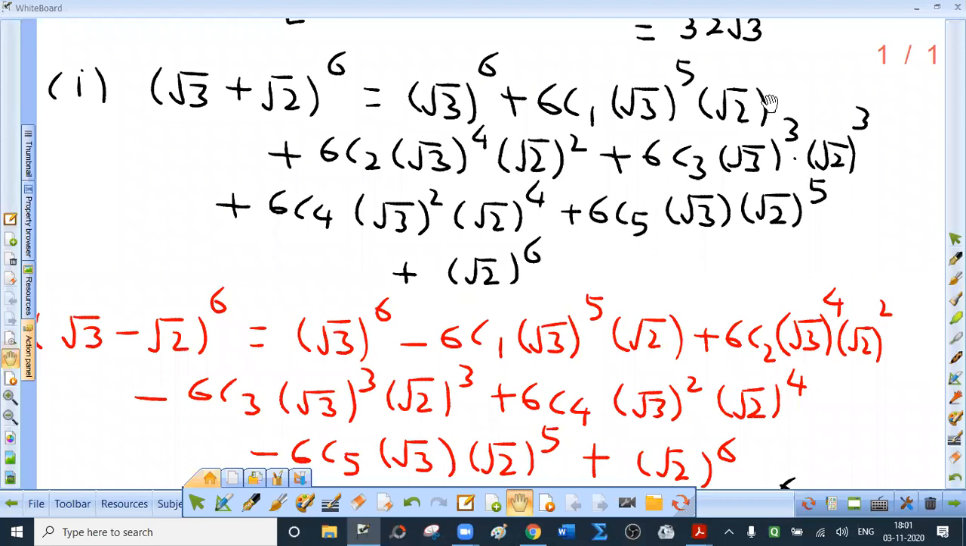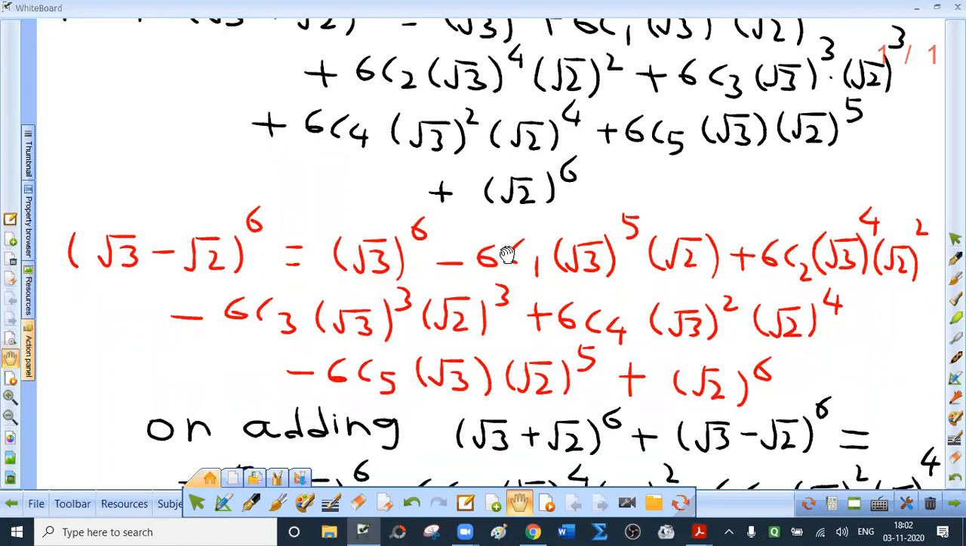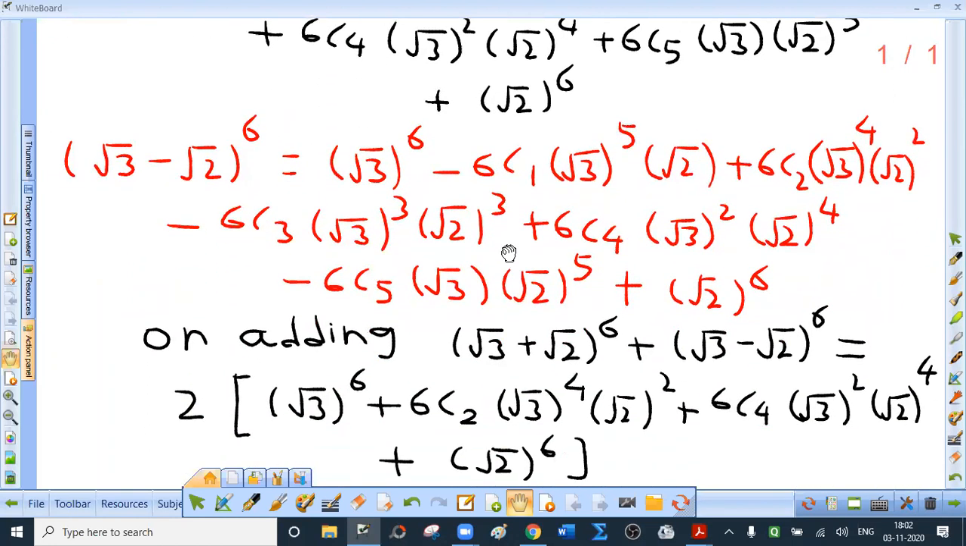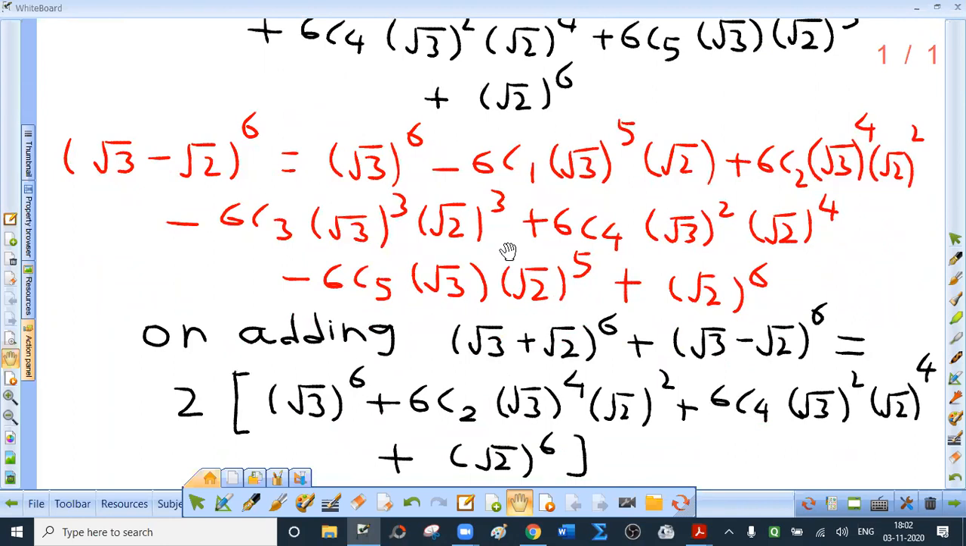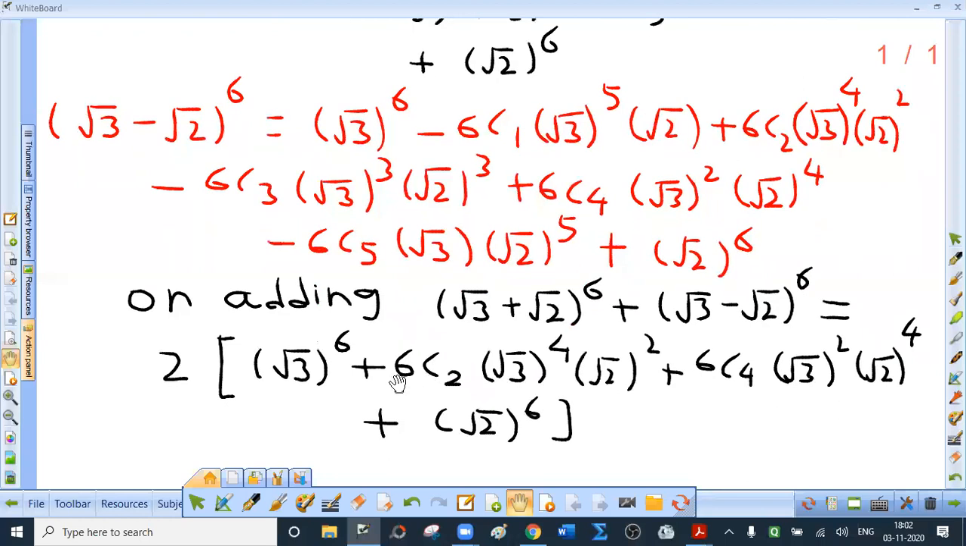Fourth one, prove that (root 3 plus root 2) raised to 6 plus (root 3 minus root 2) raised to 6 equal to 970 using binomial theorem. Write expression for this. Do not simplify, because when you add, few terms get cancelled. What is (root 3 minus root 2) raised to 6? Same terms, but here the terms are alternately positive and negative. Now if you add them, you will notice that second, fourth and sixth terms, these 3 terms get cancelled, and remaining terms, they occur twice each. So on adding, we get this as 2 times in bracket root 3 raised to 6 and so on.